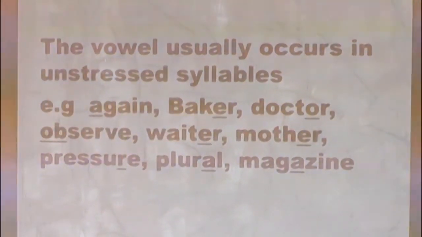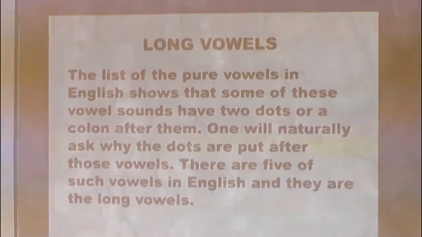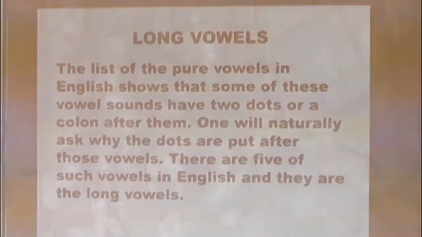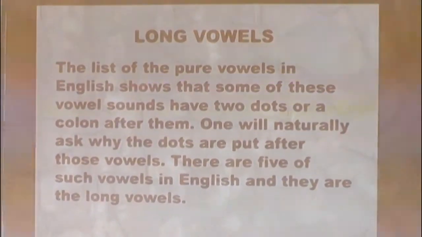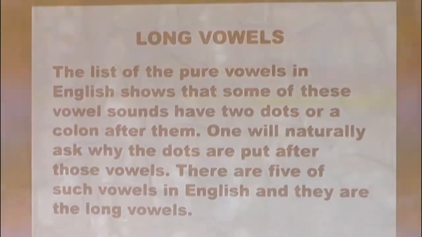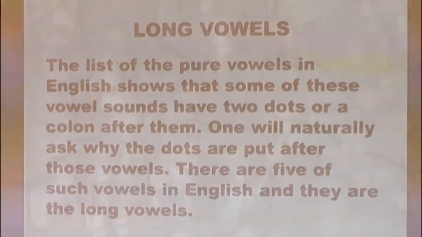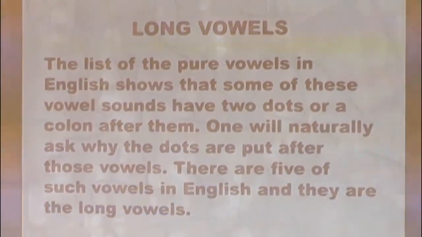So the next one now is to look at the long vowel sound. Now the list of the pure vowels in English shows that some of these vowel sounds have two dots or a colon after them.